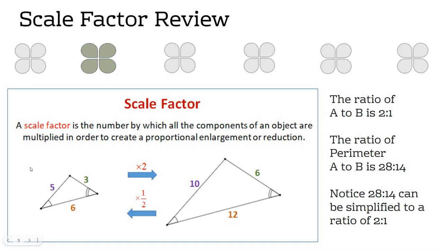Notice 28 to 14 can be simplified to a ratio of 2 to 1. Also, notice that the pre-image, the one that we begin with, our smaller triangle, goes on the bottom. The larger triangle, our new image, goes on the top. If we were to do the scale factor of 1/2, we would have a different ratio and a different scale factor, 1/2 versus 2/1.